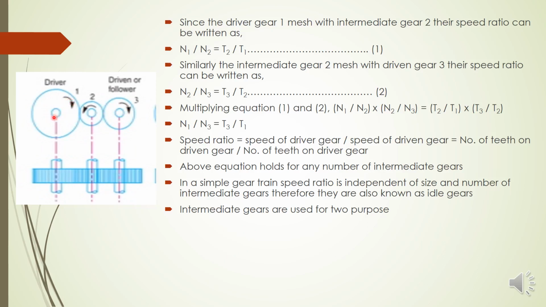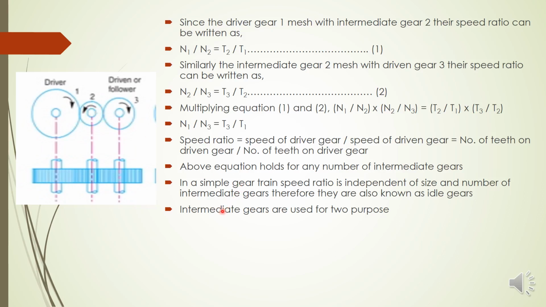intermediate gears are used for connecting a large center to center distance. Suppose the center to center distance of this first driver and last driven gear is too large. If we are not using an intermediate gear, we have to use large gears. Suppose this gear is not used here, how do we connect this first and third shaft? Yes, we have to use much larger gears, like this. So there will be material cost, other losses, etc. So instead of that, we can use small intermediate gears.